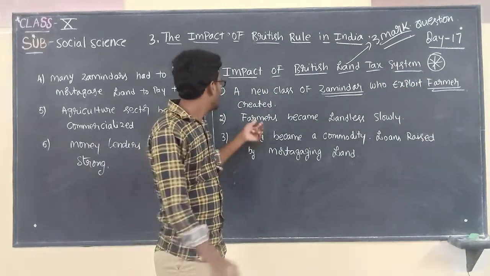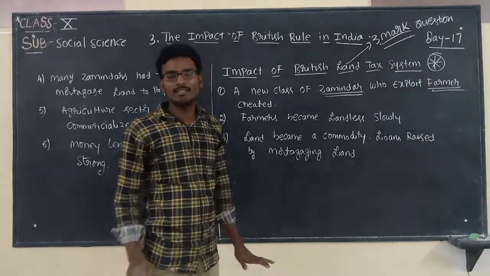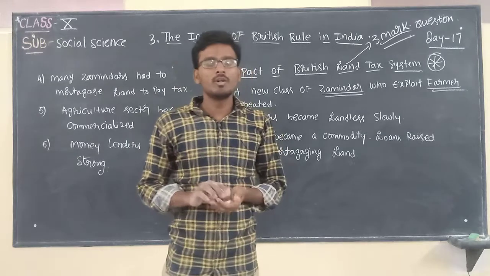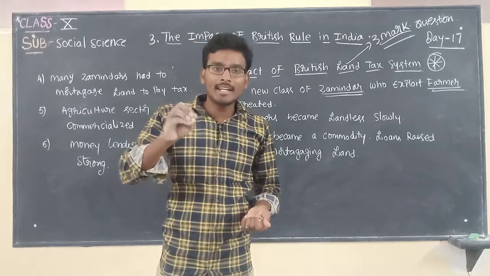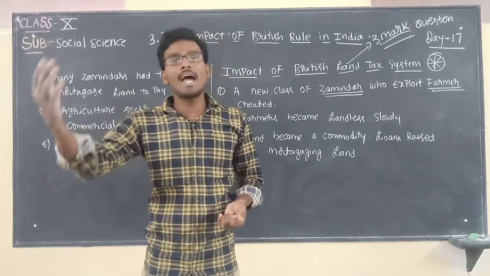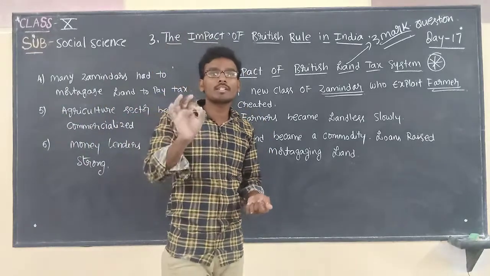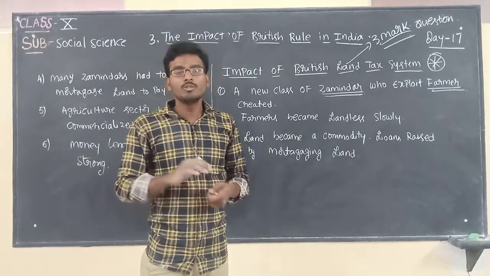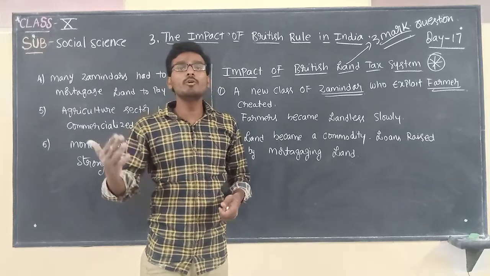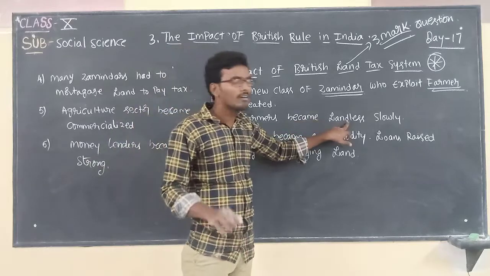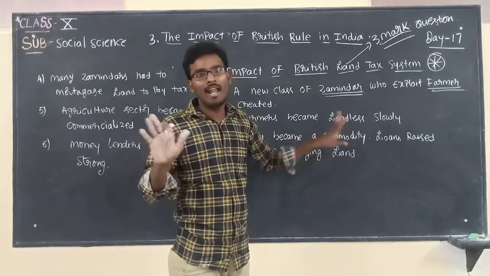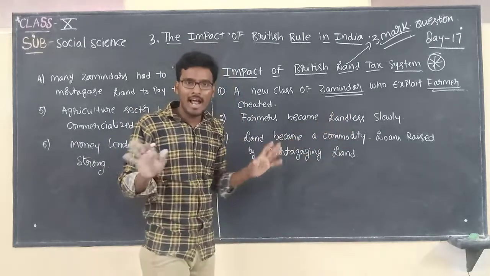Now, farmers became landless. I already told you, right? The British East India Company will fix a land tax which is more than the expected production. So, whenever the farmer is unable to pay the land tax to the company, at that time, the farmer will lose his land. The farmer became landless.